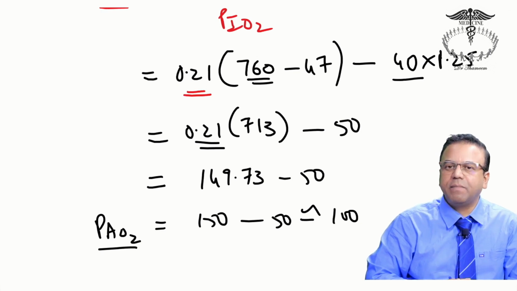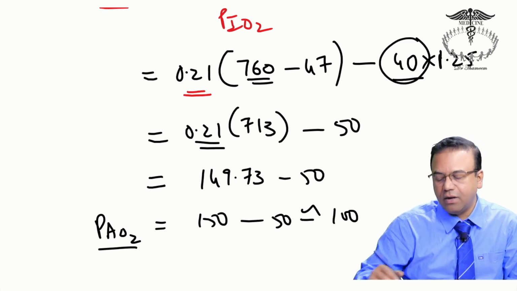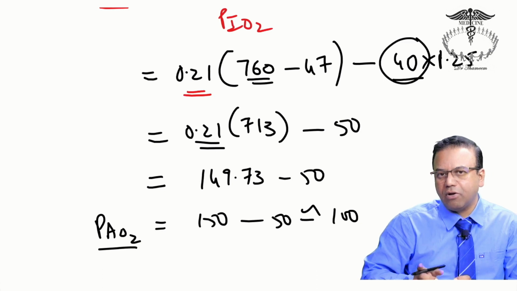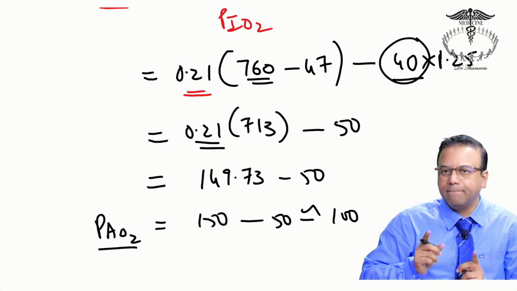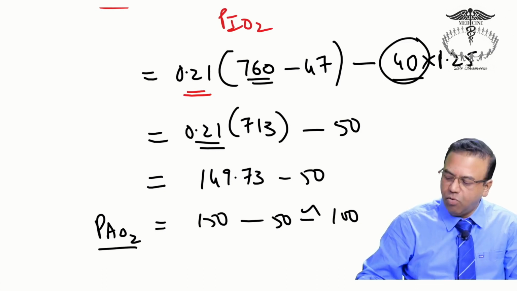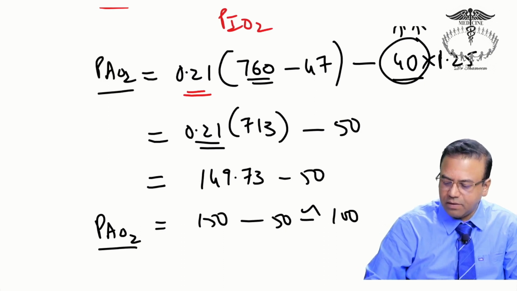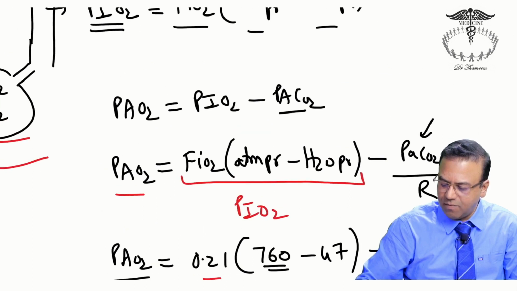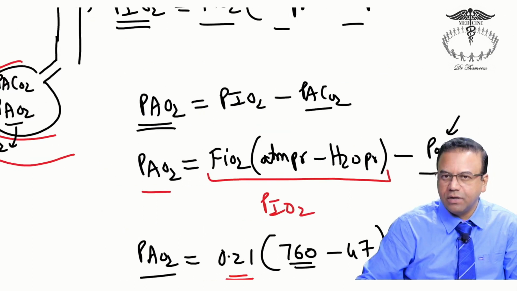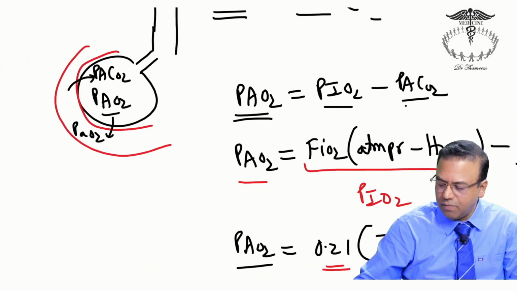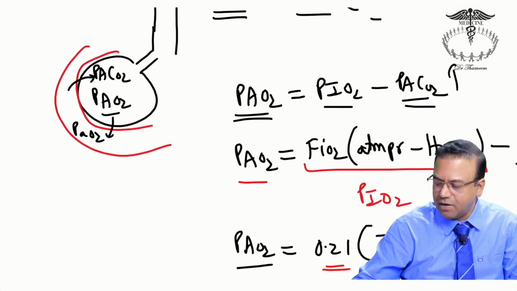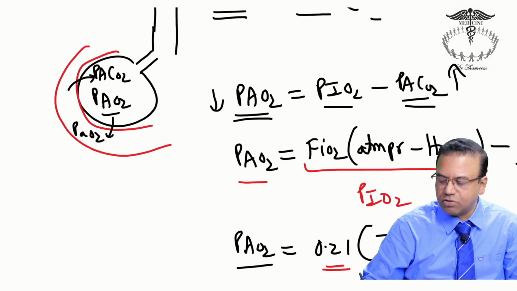Also, what does affect the partial pressure of alveolar oxygen is the carbon dioxide. Don't forget, the carbon dioxide and the alveolar oxygen are basically in an obligatory relationship. The more carbon dioxide there is, the lesser the alveolar oxygen is going to be. If you simply analyze this formula, partial pressure of alveolar oxygen is nothing but PiO2 minus PaCO2. That means the higher the PaCO2, the lower the alveolar oxygen is going to be.